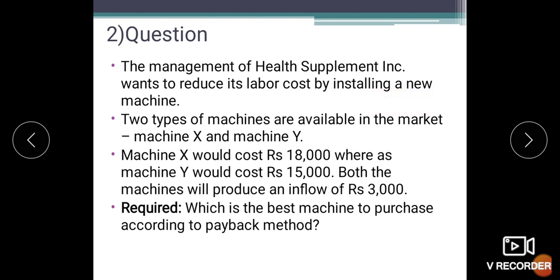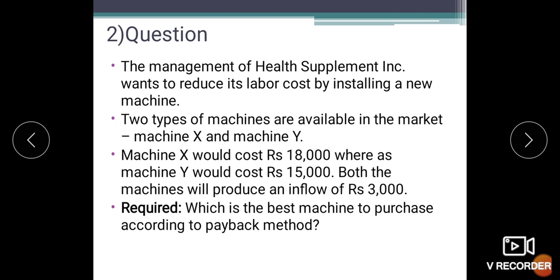Definitely they need to install a new machine. For that they have got two options. Either they can buy machine X or machine Y. Machine X costs 18,000, machine Y costs 15,000, and both machines will give you an inflow of 3,000. You are required to calculate the payback period.